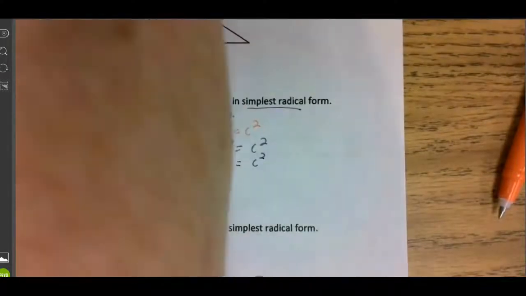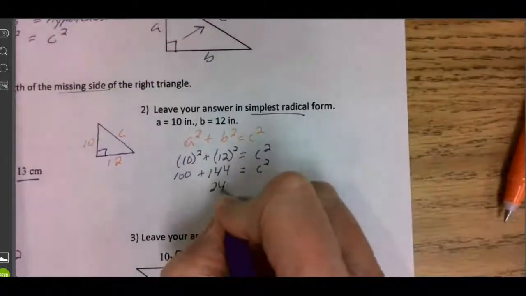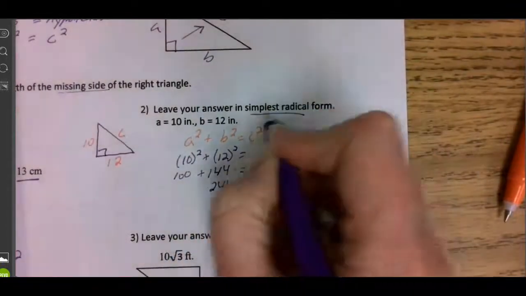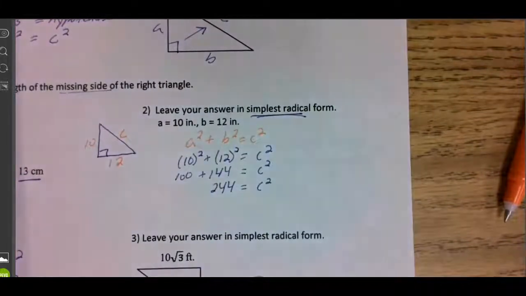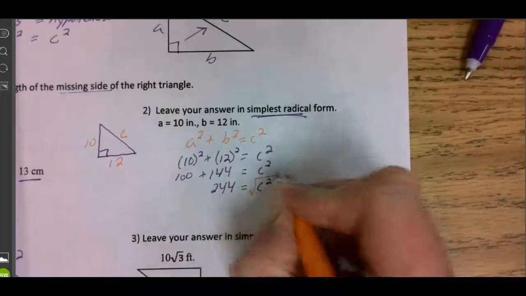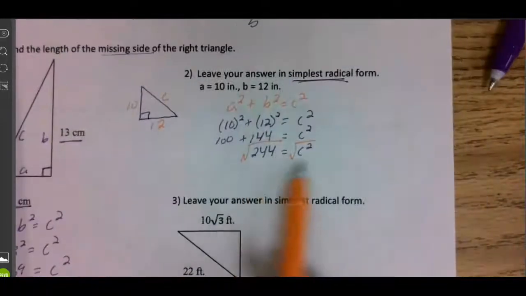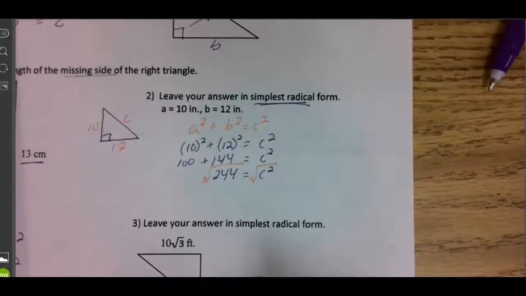Okay, so now we're going to add those two together. We get 244 is equal to c squared. But notice it says simplest radical form. So we're not going to use our calculator this time. We're going to take the square root of both sides. Now, see, that's what I did there. I didn't write it out twice. I just went to taking the square root right there.